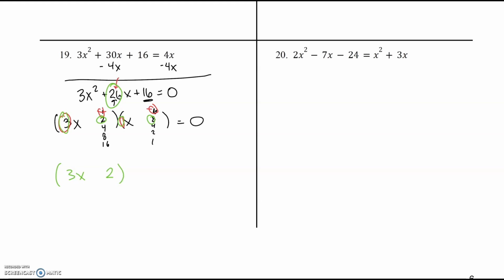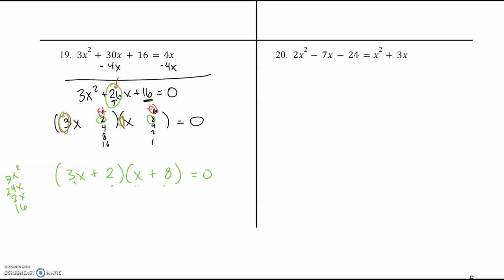3x plus 2, x plus 8. And then we have to make sure our signs work. It looks like everything's positive, so I think everything's going to be positive. 3x times x is 3x squared. 3x times 8 is 24x. 2 times x is 2x. 2 times 8 is 16. Combining like terms, that does get us to where we started. So we factored this one correctly.